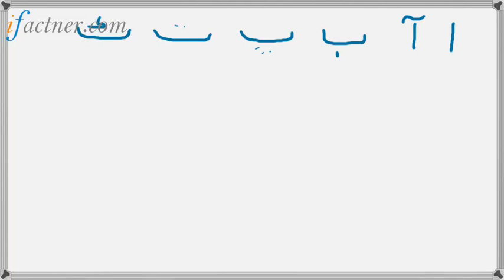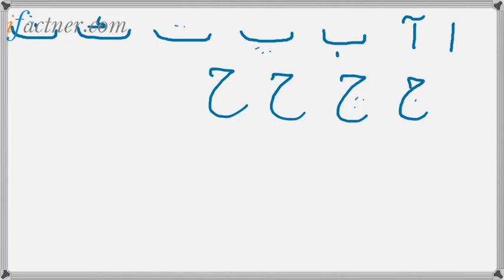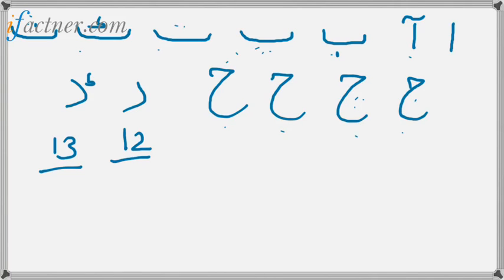Till now we have discussed alif mad a, be, pe, te, te, se, jim, che, he, khe. And today we are going to discuss dal and dal. 1, 2, 3, 4, 5, 6, 7, 8, 9, 10, 11, 12 and 13. Dal and dal are the 12th and 13th characters of the Urdu alphabet.